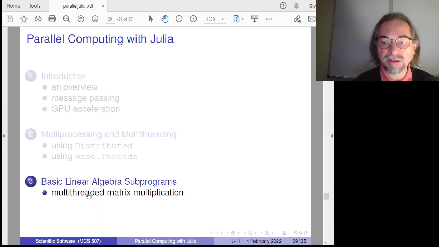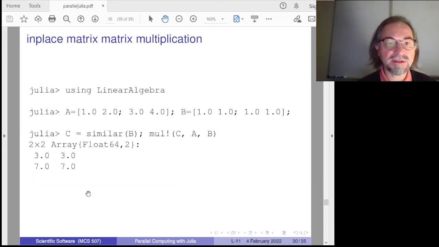Here is now the last issue. The best way to do multi-threading is to use a library where multi-threading is already supported. So I will end with the illustration of BLAS. Multiplying matrices together is a very, very basic operation.